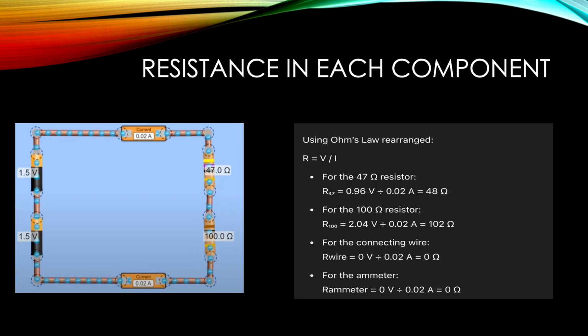So, resistance in each component. Using Ohm's law rearranged, basically R equals V over I, we can see that for the 47 ohm resistor, it was approximately 48. For the 100 ohm resistor, it was 102. And for the connected wire, it was 0. And for the ammeter, it was around 0 too.